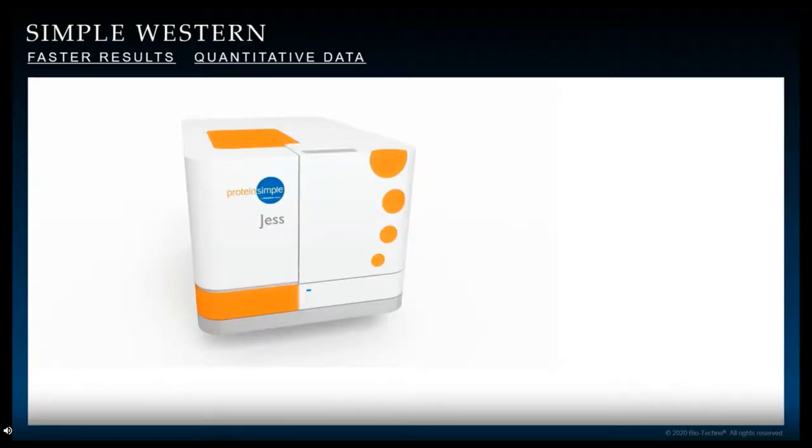Okay. So I'm going to show you a video. This is of the Jess, but the Wes is fundamentally the same look and feel. So there's fundamentally two big leaps forward with Simple Western relative to a Western blot: you get much faster results, and you get quantitative, reproducible data.